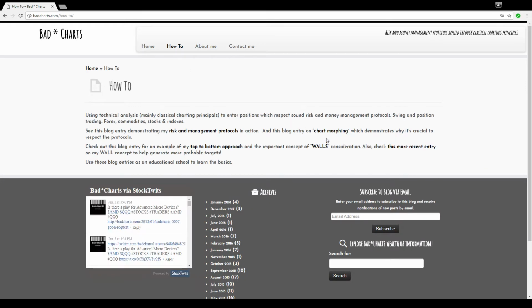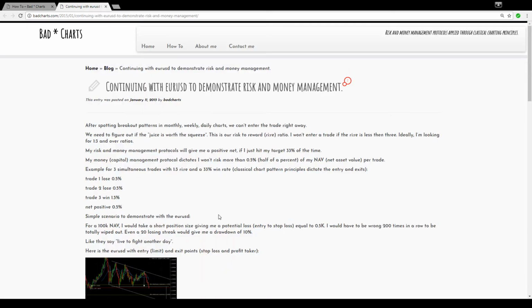I don't really cover this stuff except in parts in these podcasts, but we'll get down to what the risk and money management protocols are. We're going to go through this eventually once we get a monthly candle above the breakout point or breakdown, and then we'll go through how I apply my risk and money management protocols through the classical charting principles, which indicate when there's a breakout to play and the implied target of the move.